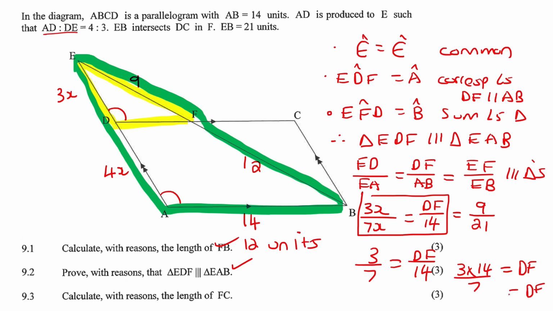And so DF is going to end up being 6. Now, if this is 6 and that's 14, then FC would just be 14 take away 6, which is 8 units.